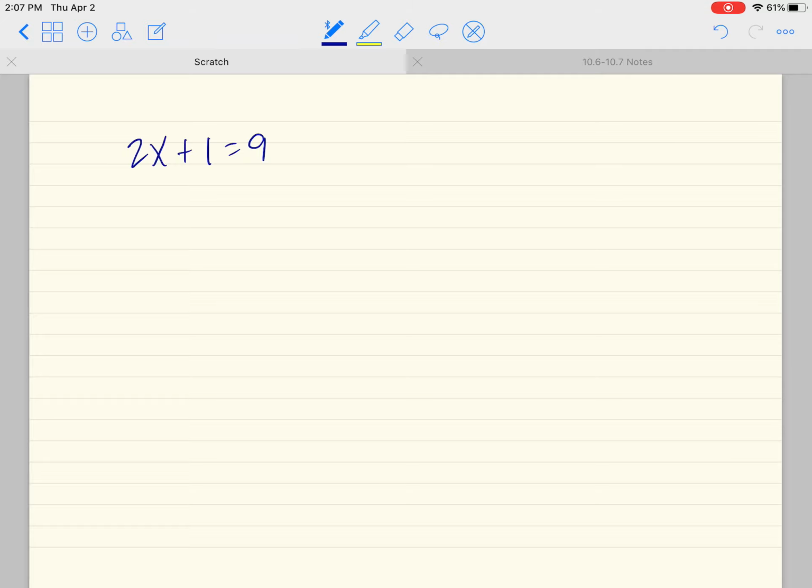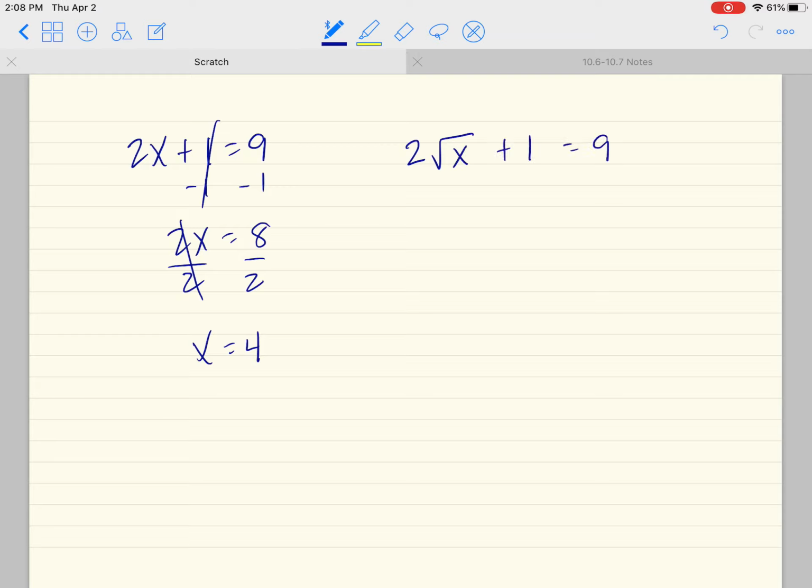Now solving a radical equation, not so bad. Let me take you to my scratch paper for a second. If you were solving an equation like, let's say, 2x plus 1 equals 9, we know how to solve this. We would subtract 1 from both sides to say 2x equals 8. We would divide both sides by 2, and we would say x equals 4. No big deal, right? A radical equation works in almost the same way. There's just going to be an extra step.